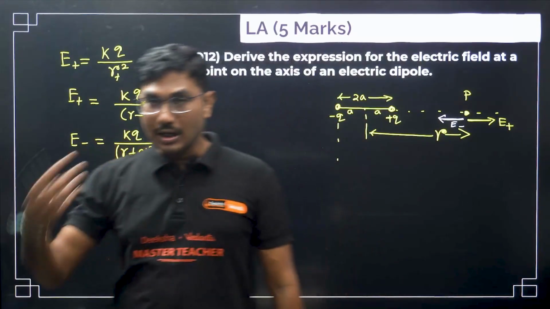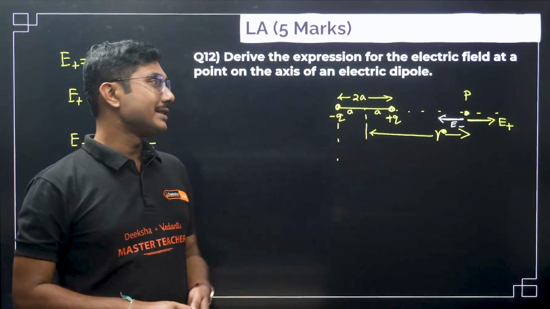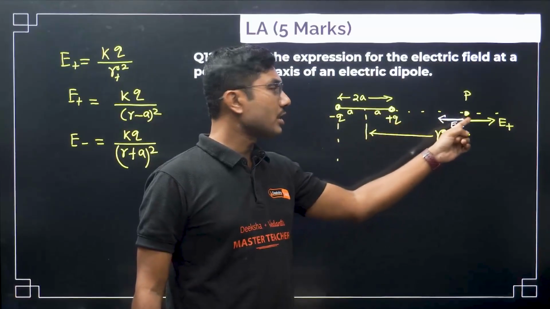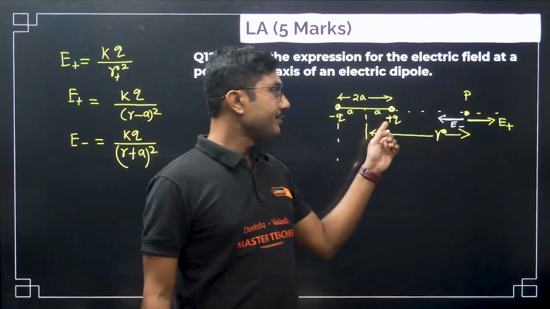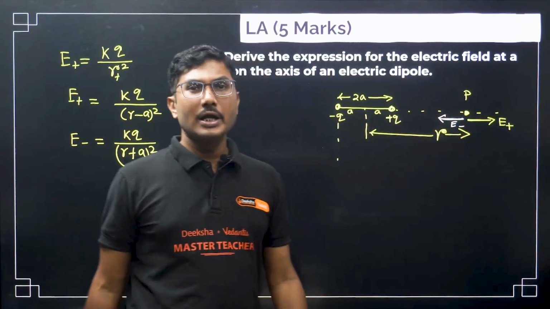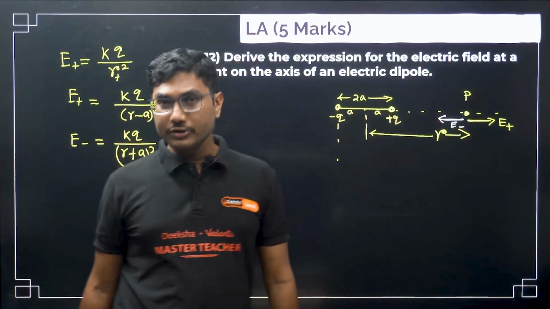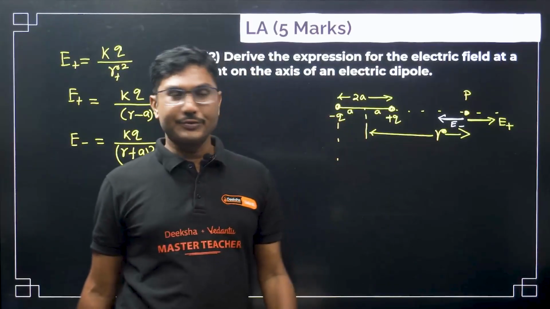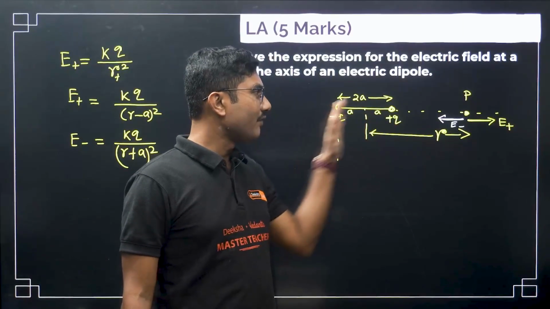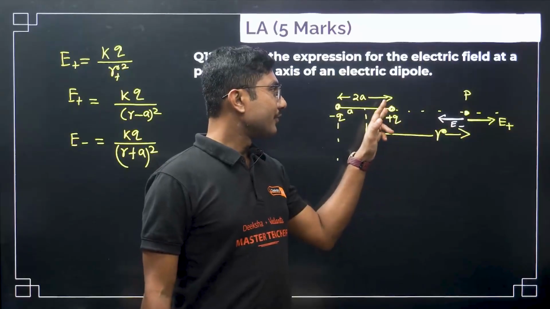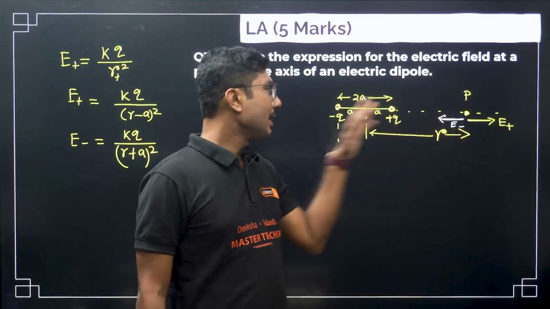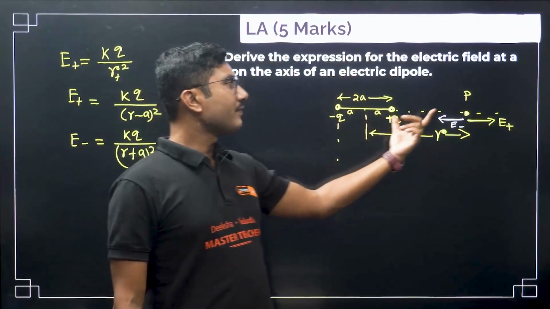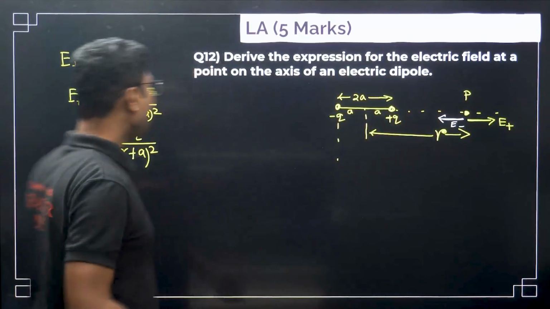If you are not able to recollect this, then understand one more thing: the positive charge is closer to the point. That means the electric field due to the positive charge will be bigger compared to the electric field due to the negative charge. The negative charge is slightly further from the point. This plus is facing the point directly, and the negative charge is coming after the positive charge. So the electric field due to the positive charge is higher than that of the negative charge.